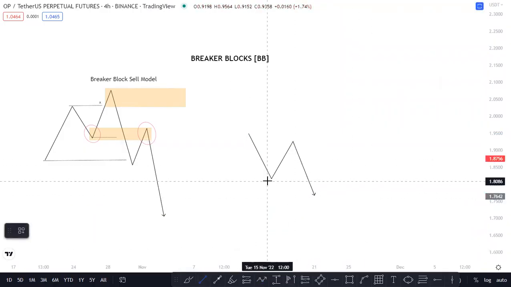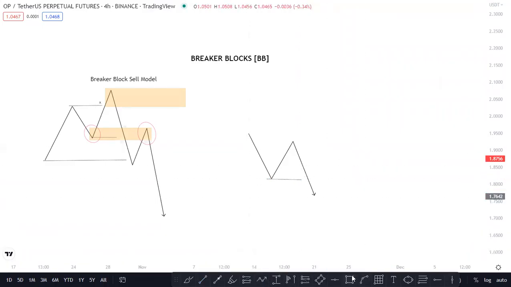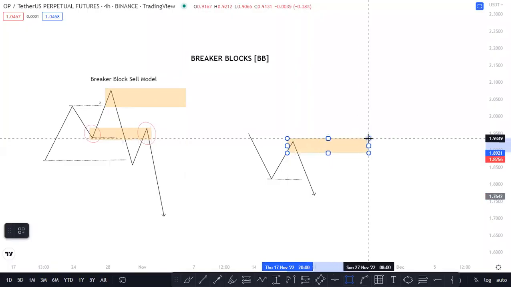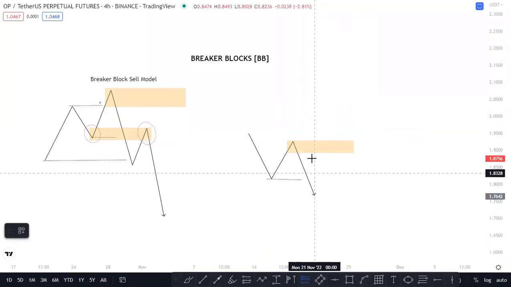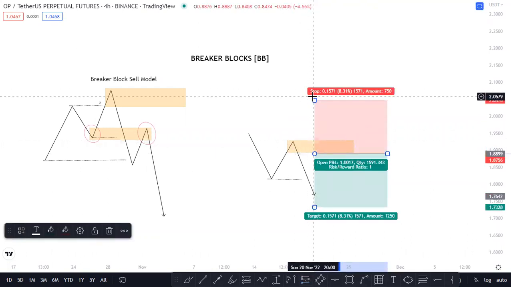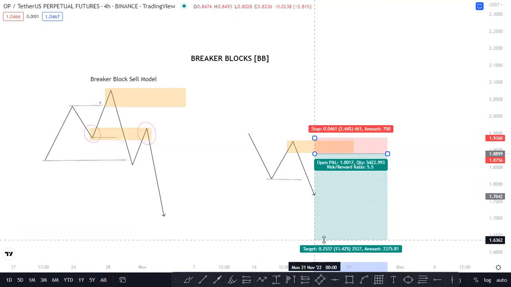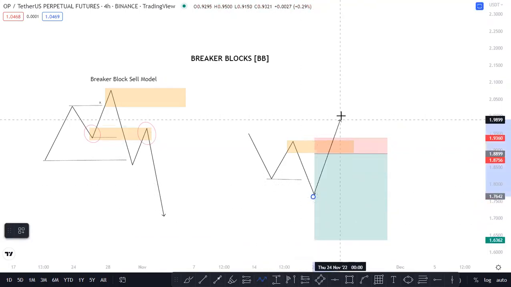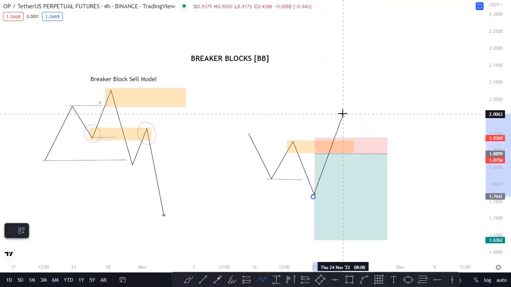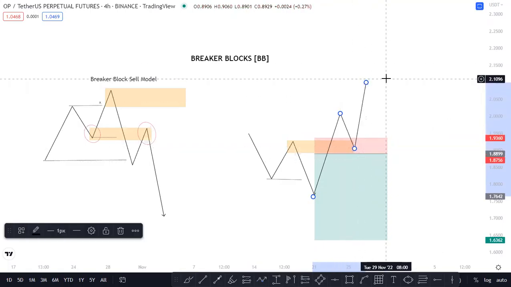Normally this is a BOS, and you are going to sell from this point here. You place your sell at this point, and the next thing that happens, price invalidates your sell here and clears it out swiftly. Price clears it out, then comes back here to retest this zone before going up again.